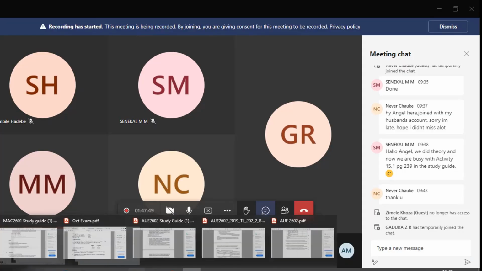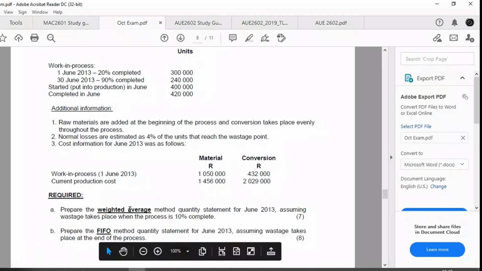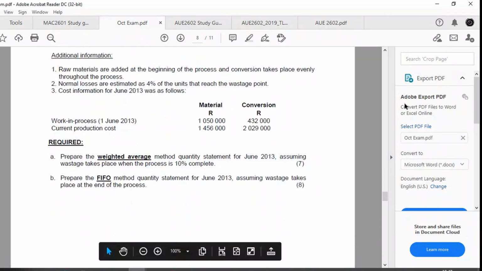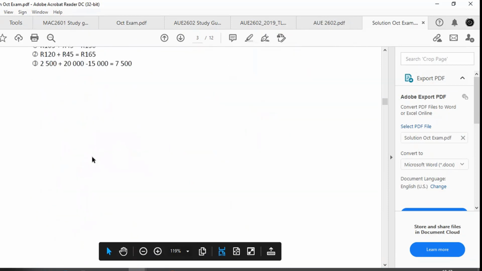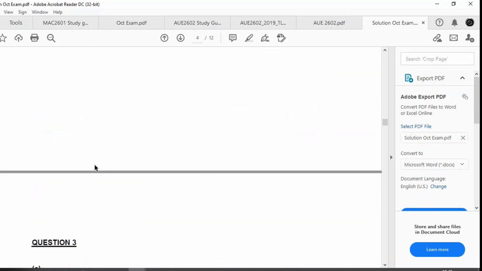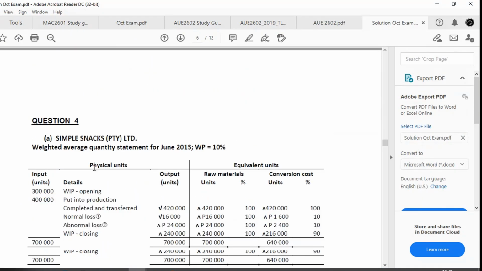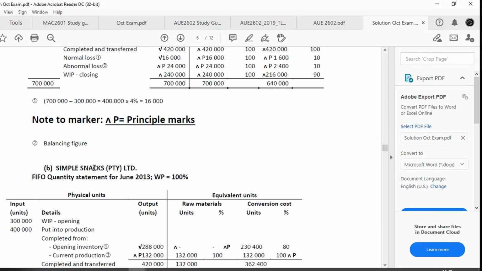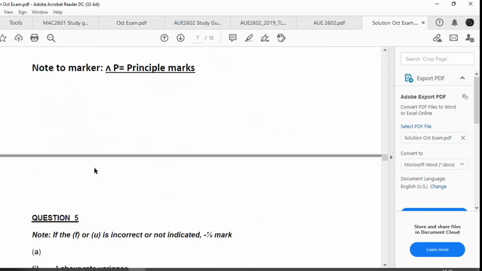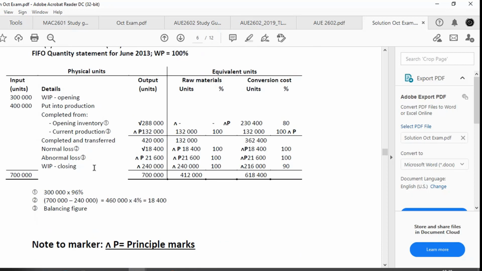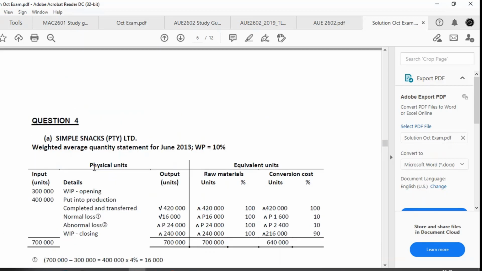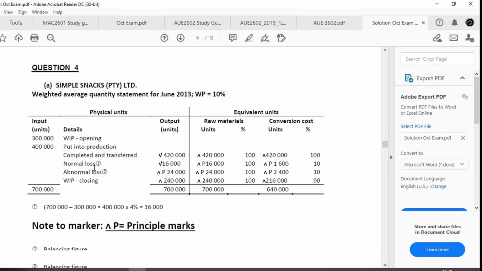Who would like to take us through A, the weighted average one? Okay, I did the template again. So the opening WIP is 300,000. Put into production is 400,000. Completed and transferred is 420,000. Closing WIP is 240,000.